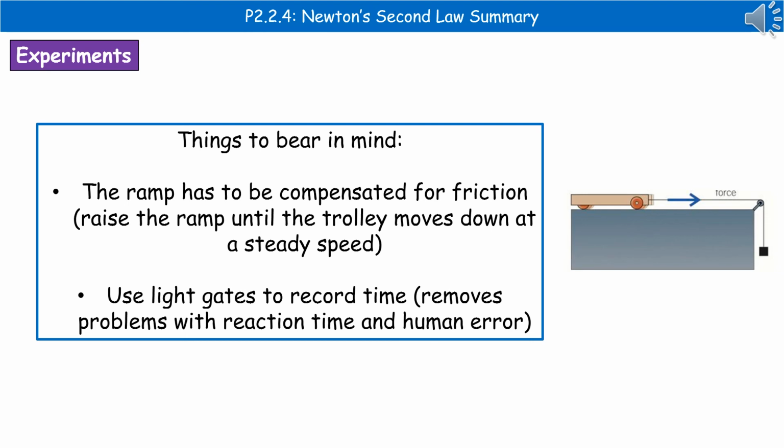Second thing to consider is how we could remove the issues with us doing the timing with a stopwatch, and the best way to do that is to use a light gate to record the time.